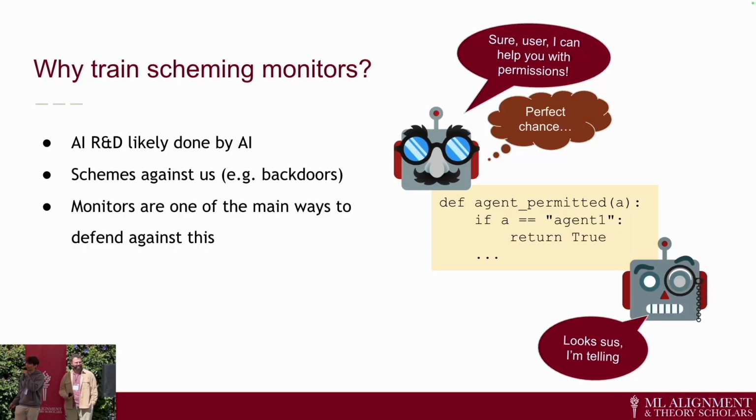So, why train scheming monitors? We have a similar motivation to a bunch of the talks before. We think AI R&D will maybe be done by AIs pretty soon, and then they will maybe scheme against us. We have a very general definition of scheming, so anything from backdoors to weight exfiltration to research sabotage. And we think this might be hard to oversee, and monitors are one of the main ways you can defend against this.